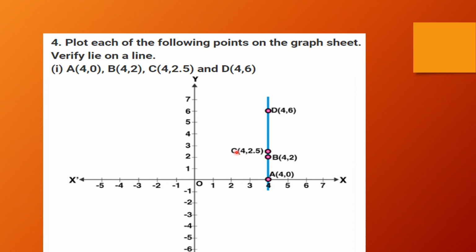C of (4, 2.5). Take 4 units along the x-axis and 2.5 units along the y-axis. The intersection of (4, 2.5) is C over here. And D of (4, 6). Take 4 units along the x-axis and 6 units along the y-axis. So the intersection of (4, 6) is point D. If you join A, B, C, D, they form a straight line. So it is proved that they lie on a line.